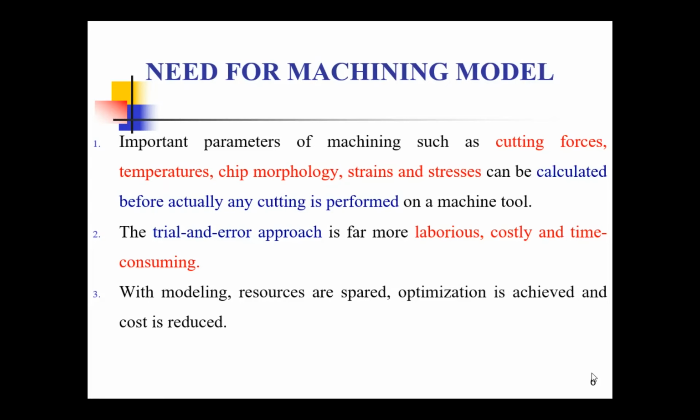So with an appropriate model of the realistic machining process, resources are saved. We are not going to use any resources, so we are going to preserve them. And apart from that, the very important thing is that optimization can be achieved with less cost. What is optimization? It's a very big topic. Optimization is getting the best out of the available resources. I have limited resources, and from those limited resources I am going to get the best.